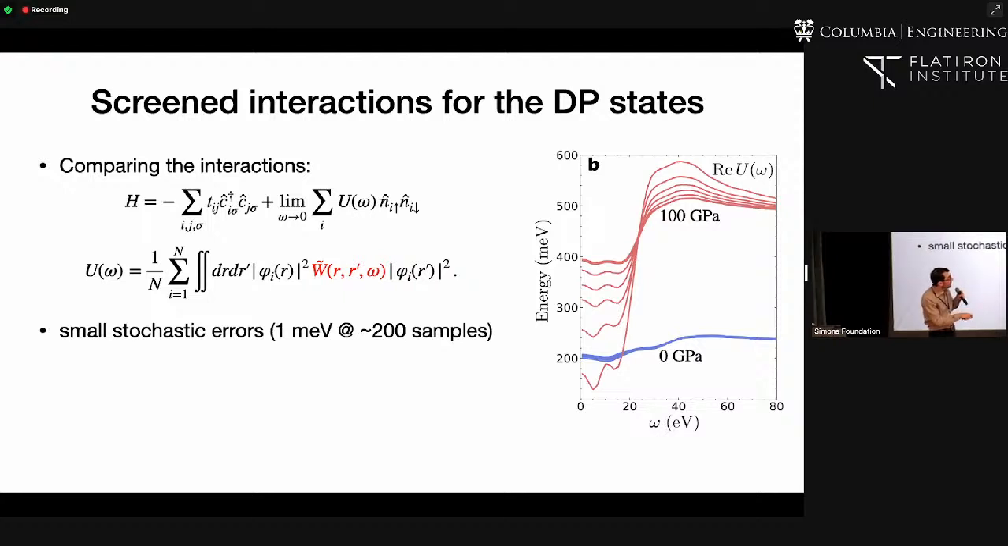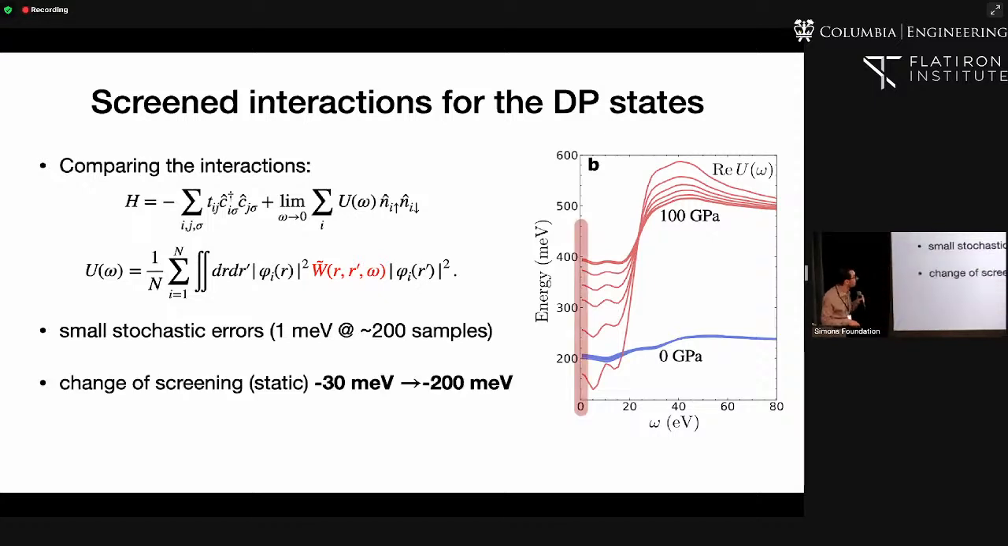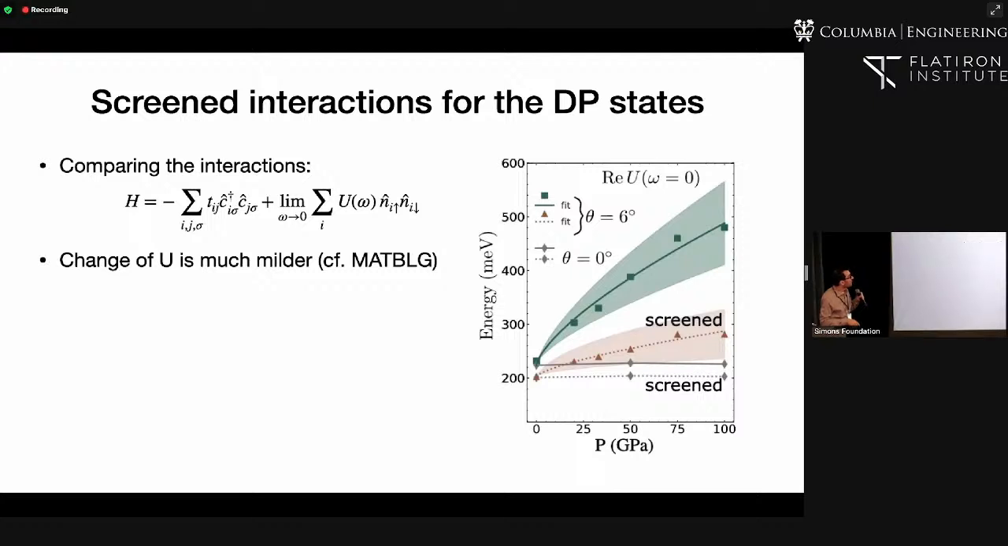Now you can see how these frequency dependent U terms look. As you go from 0 to 100 GPa, they show some symmetry breaking and so on. What I want to point out is the accuracy: for 1 meV, convergence of the stochastic error needs only 200 samples, so very, very efficient. And the bottom line of the story is that screening, as we have seen, increases, but due to the gap opening that we have seen in the GW, or the fact that the gap does not really change with high pressure, we are not really seeing any strong renormalization.